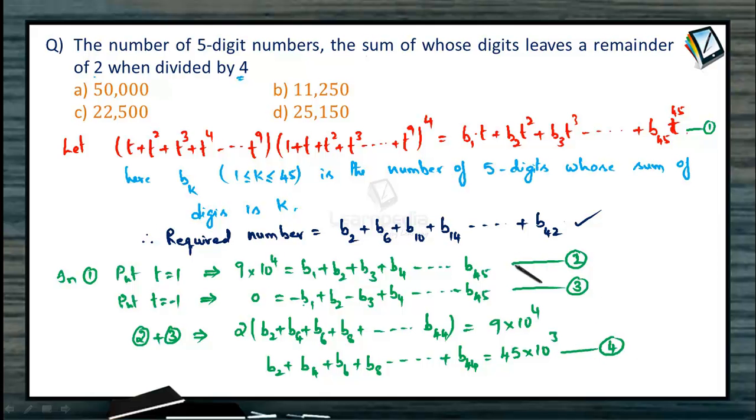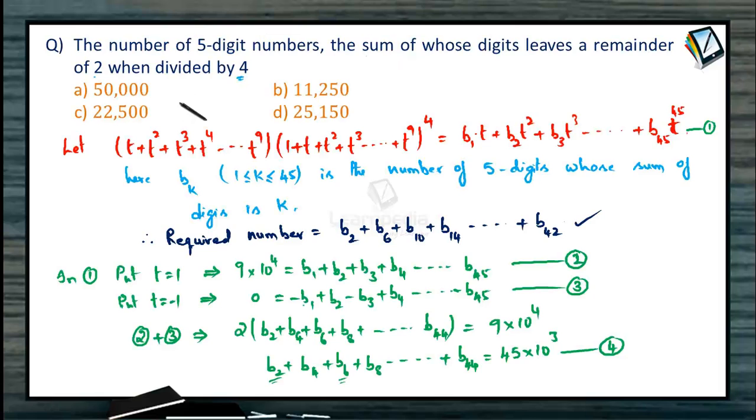But if you look at what we require, this is also a sum of even terms, but not all the even terms. Those even terms which leave a remainder 2. That means still this b4, b8, which are multiples of 4, are excess in this. So how do we remove these b4, b8 excess terms here?